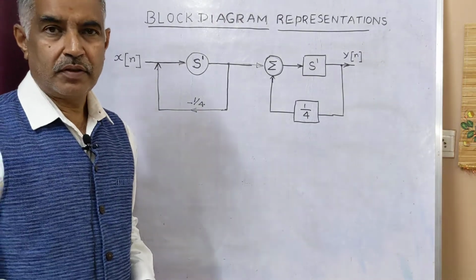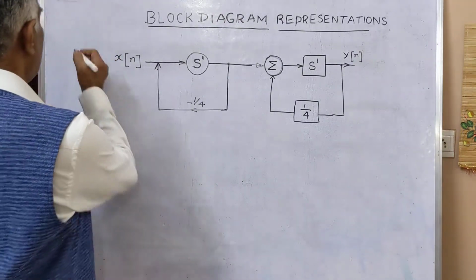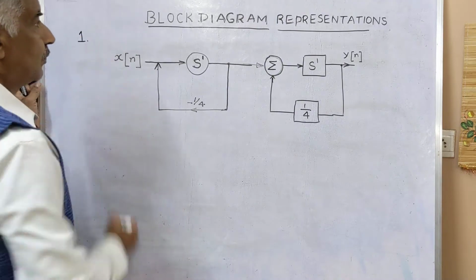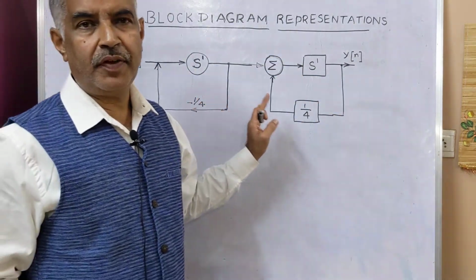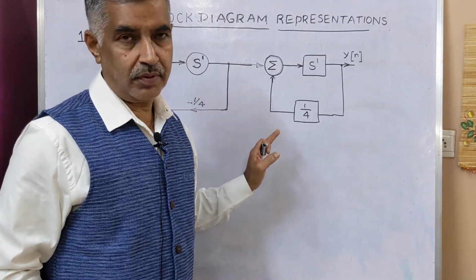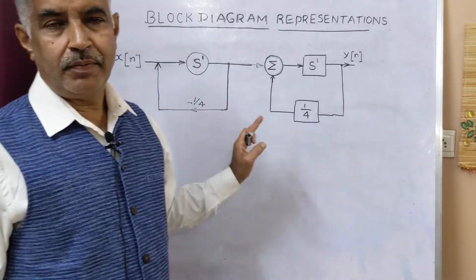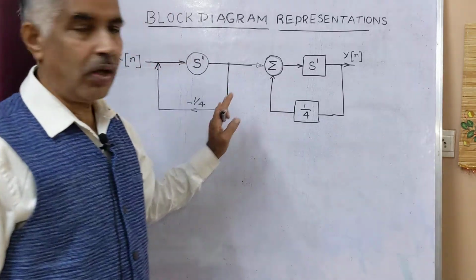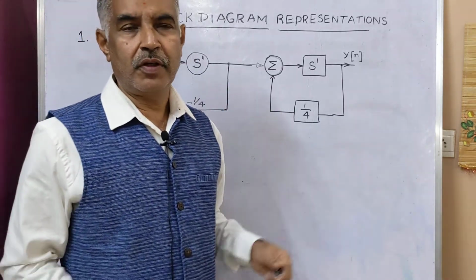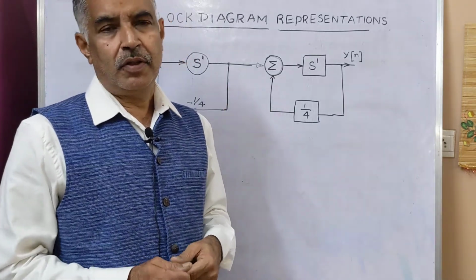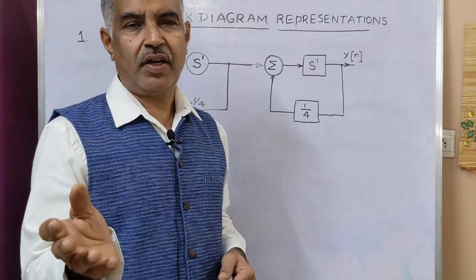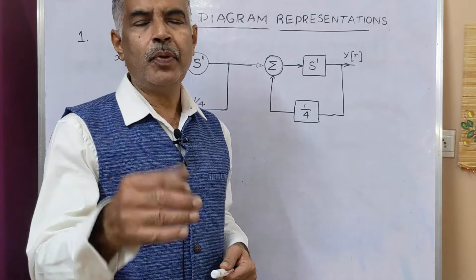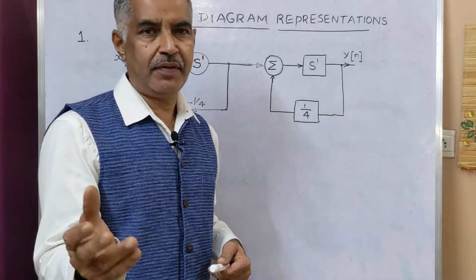Good morning, students. So first problem, this is example number 1. This is what is called a block diagram representation of a discrete signal system. You are supposed to write the difference equation for this block diagram. The difference equation must contain only output and its shifts on one side and input and its shifts on the other side.